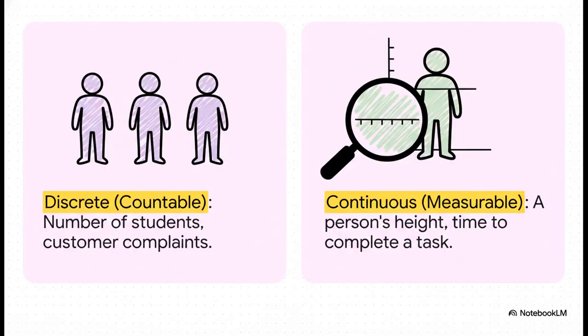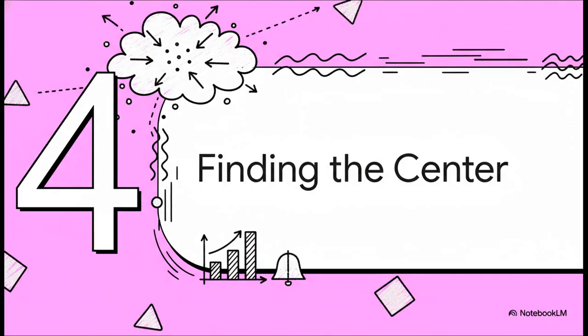So let's make that a little more real. The number of students in a classroom is discrete, right? You can't have half a student. But a person's height is continuous. You can always get more precise, from 1.8 meters to 1.81 to 1.812, and on and on. One is counted, the other is measured. That's the key difference.